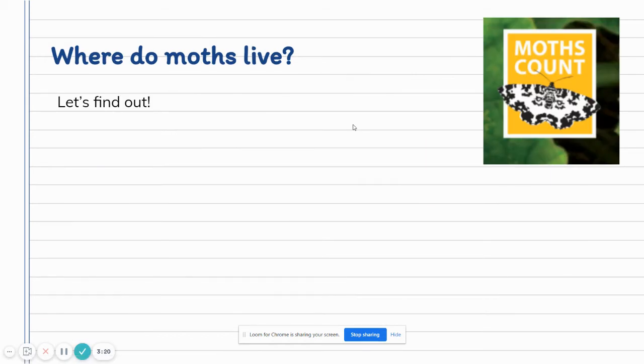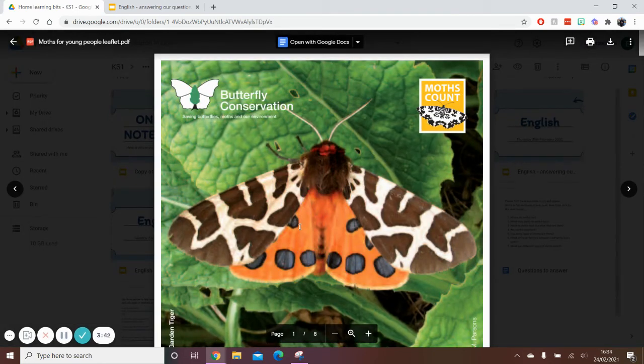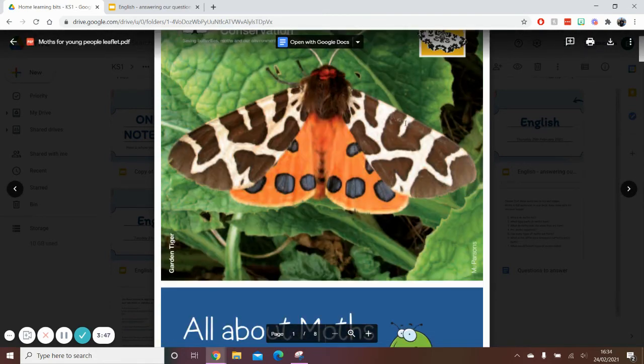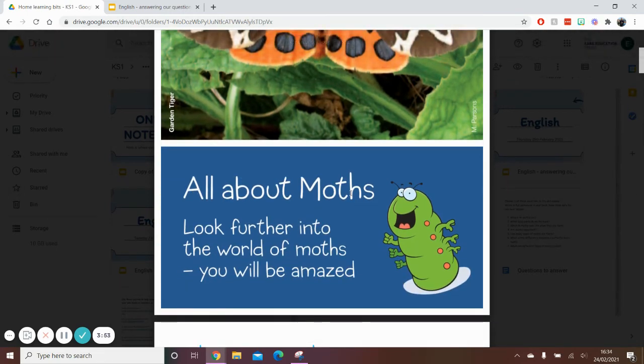So today we're going to try and answer our questions, and I'm going to do the first one with you. The first question we're going to try and answer is, where do moths live? Let's find out. To do this, I'm going to use an information leaflet all about moths. Let's have a look. Now I think that this leaflet would be able to help me because I can see in the top corner that it is all about moths. And if I scroll down, on the front page it says all about moths, so I know in here there are going to be facts about moths. I need to keep my question in my head. My question is, where do moths live?